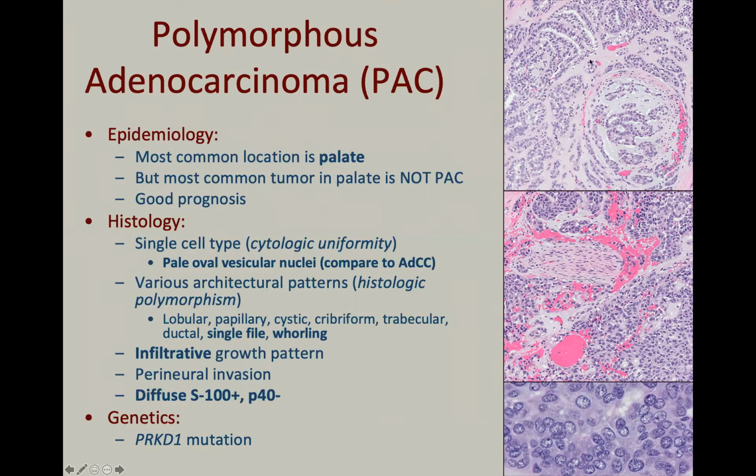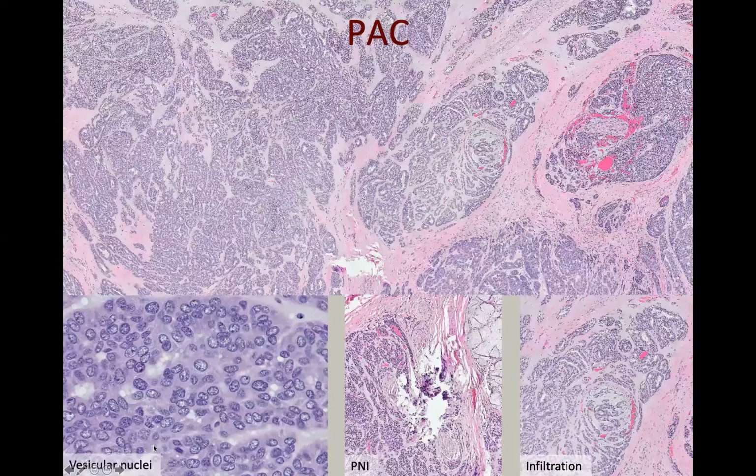In contrast to adenoid cystic, this is of a single cell type, so cytologic uniformity, but architectural or histologic heterogeneity. We tend to see, again, cribriform, we see whorling, we see some single file structures. This can have infiltrative growth as well as PNI. And for the pathologists, it's diffusely S100 positive, but P40 negative. I'll show you why that's important. And this tends to have mutations in PRKD1 gene. Here's an example of that architectural heterogeneity of polymorphous, but the monotony in the nuclei, so oval, open, and vesicular, rather than those dark, wrinkled nuclei of adenoid cystic.